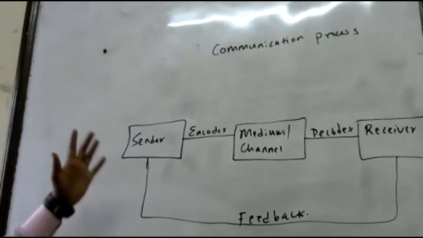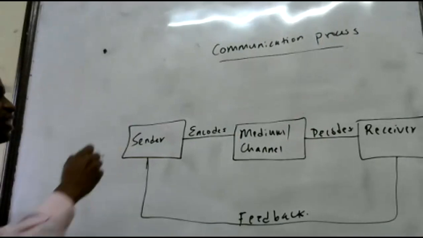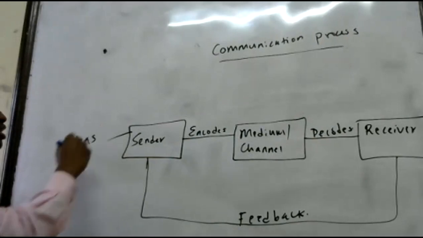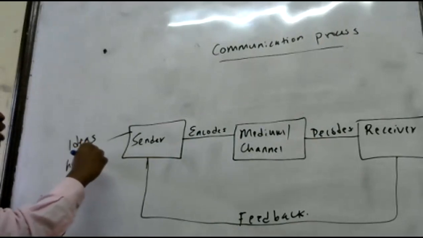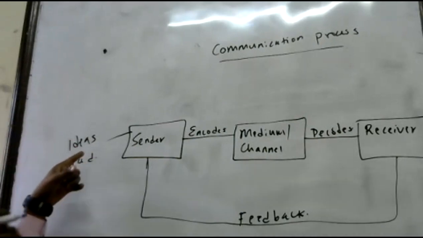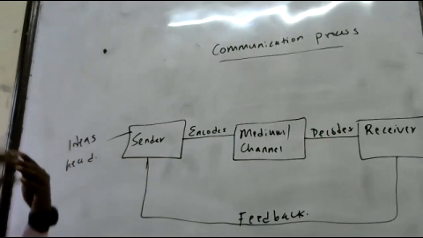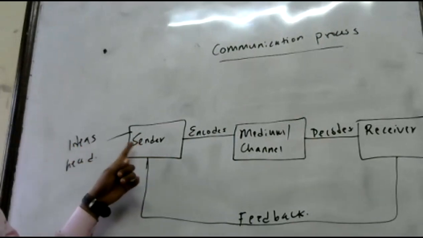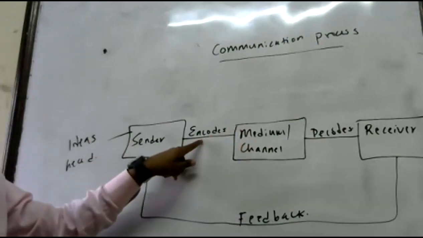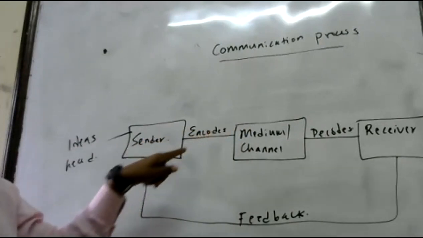So I want to explain, this is a typical example of the communication process where we have the sender. And the sender basically is the person who has the thoughts or the ideas in his head. And he wants to put the idea on paper. So once the sender formulates those ideas in the head, he will be able to communicate the message through a certain media. So encoding the message is writing the message in a language that the receiver will be able to understand.